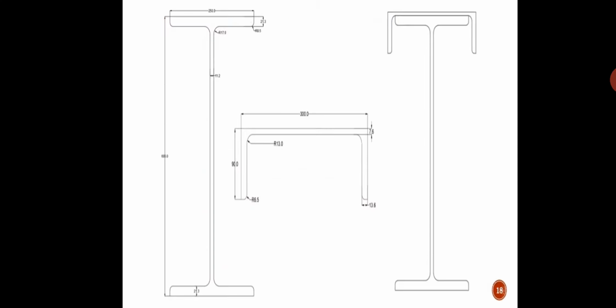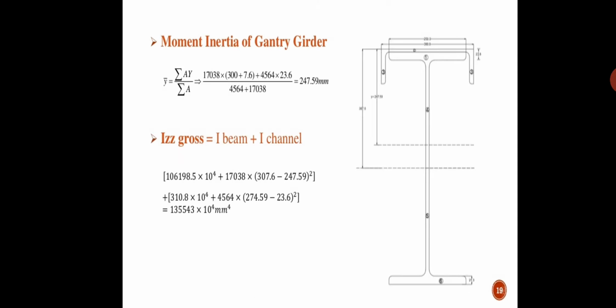Now we combine the I and C. So you can see that figure. Our I overall height is 600, the width is 250, and our C width is 300 and depth is 96. So finally we combine I plus C. So C should be provided at the top flange of our I. Next, moment of inertia of this gantry girder.